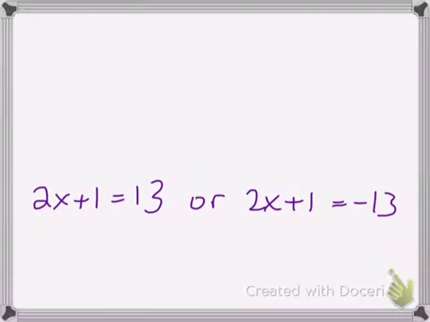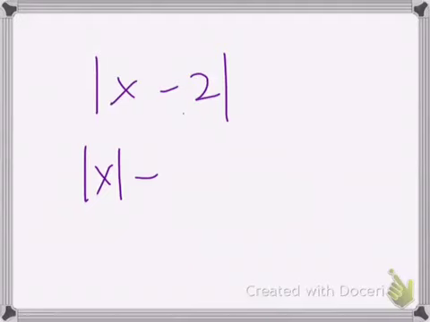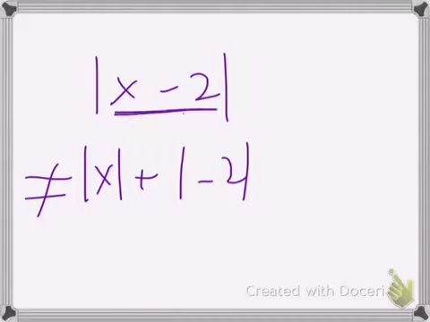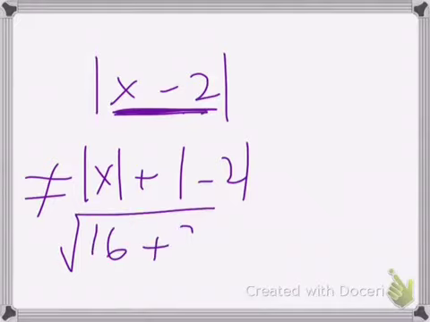So the common misconception is that if we had the absolute value of x minus 2, that you could take the absolute value of the pieces of this thing. These things are not equal. The absolute value applies to the whole quantity, and so this entire quantity is what we're talking about the distance of. So we can't change the pieces of it, just like we can't take the absolute value of 16 plus 9 and make that 4 plus 3.